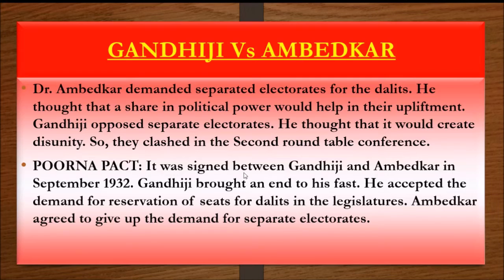Poona Pact. It was signed between Gandhiji and Ambedkar in September 1932. Gandhiji brought an end to his fast. He accepted the demand for reservation of seats for Dalits in the legislatures. Ambedkar agreed to give up the demand for separate electorates. Now, the Poona Pact gave the Dalits or scheduled castes reserved seats in provincial and central legislative councils. But there was a condition that they were to be voted in by the general electorate apart from Dalits.